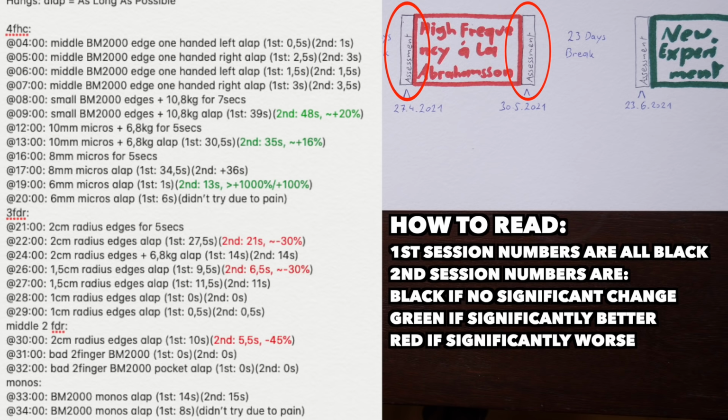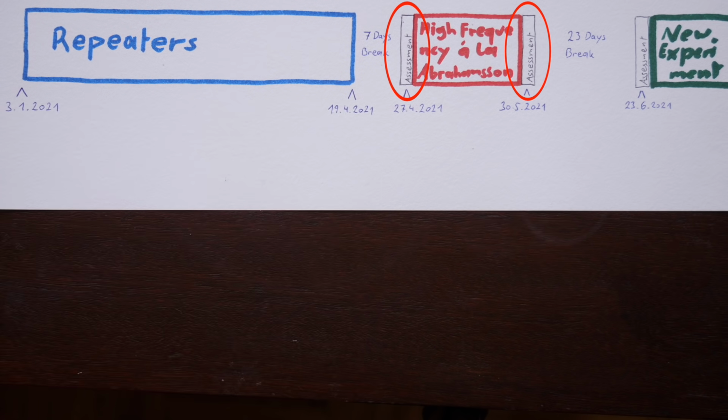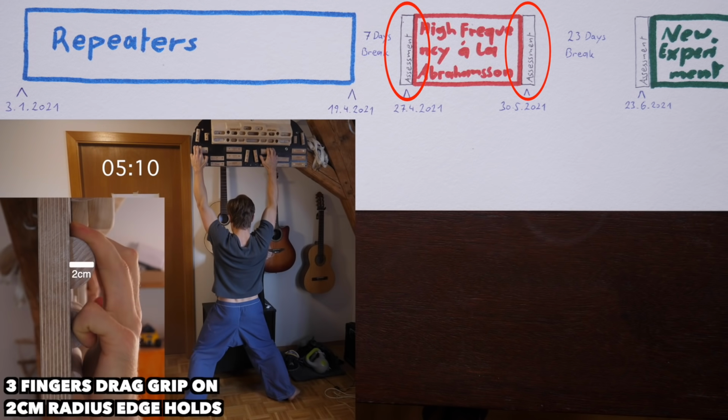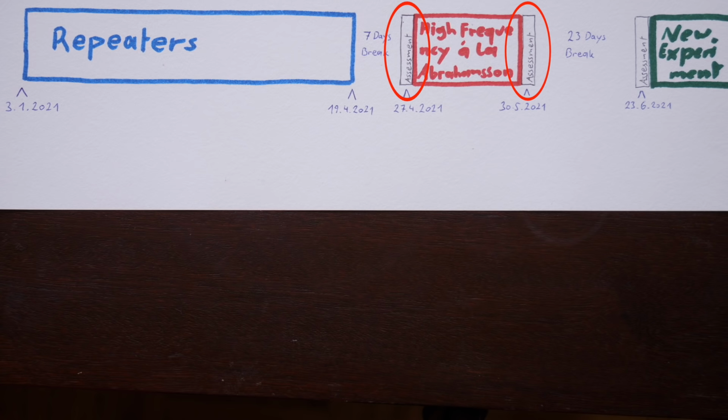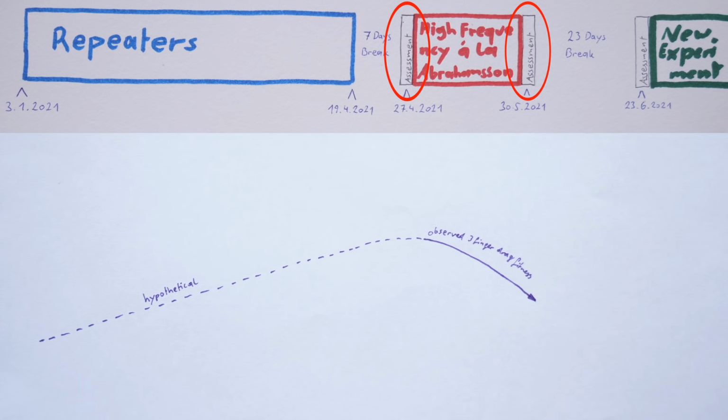Back when I had only these numbers to compare, I concluded that because my previous repeater experiment stimulated my 3 finger drag so much, my 3 finger drag must have been exceptionally fit at the start of the high frequency experiment, and that new routine was just not able to keep up that fitness. One problem with that theory is, why did my stronger grip, the 4 fingers half crimp, get even stronger with the same routine, although it got stimulated by the repeater experiment as well? Felt a bit like I was overlooking something.